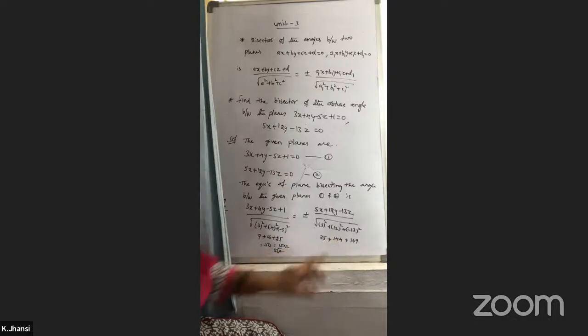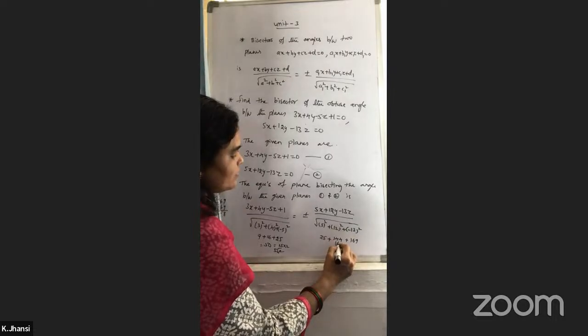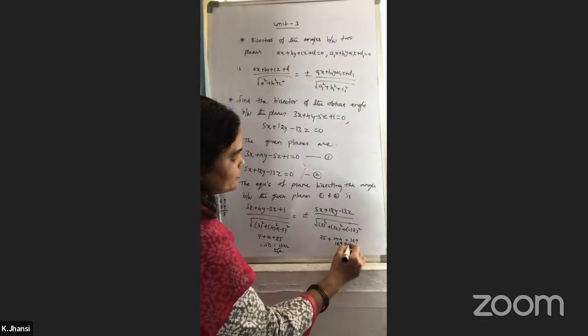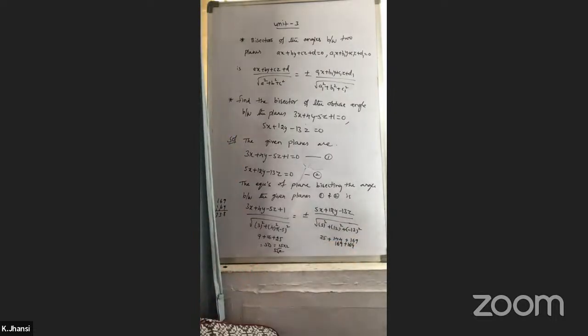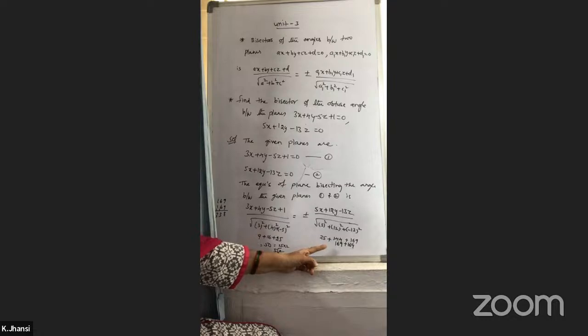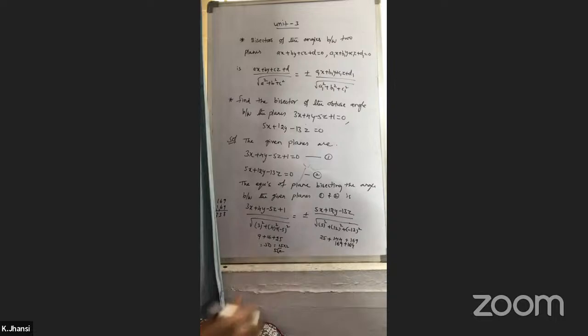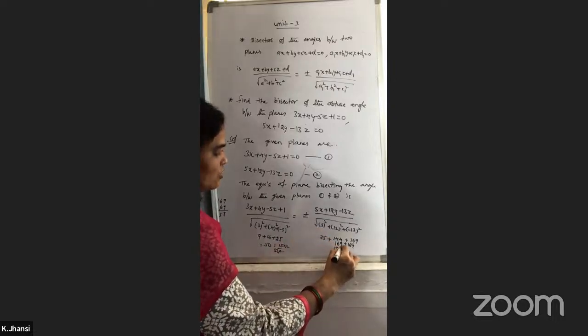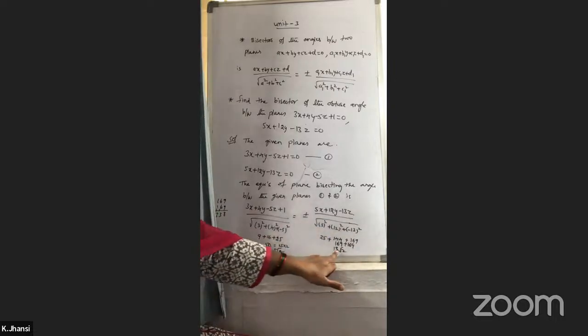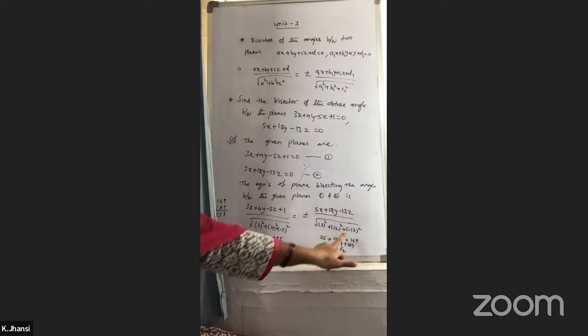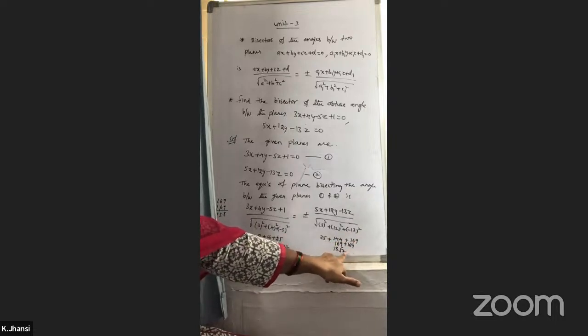Here also 169 plus 169. So 169 plus 169 means 13 square is 169, no? 13 you can take outside. So 169 into 2 times we are taking. So 13, we'll get it as 13 into root 2. Okay. 13 square is 169. If you take inside, 169 into 2.